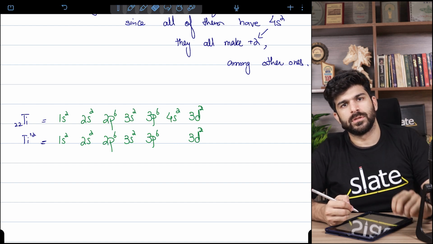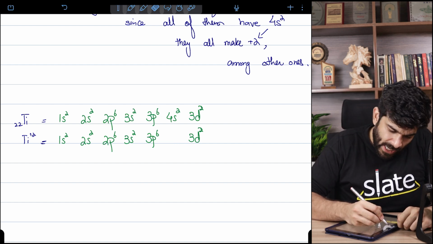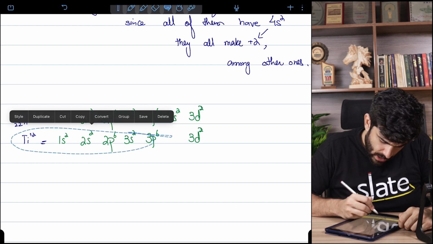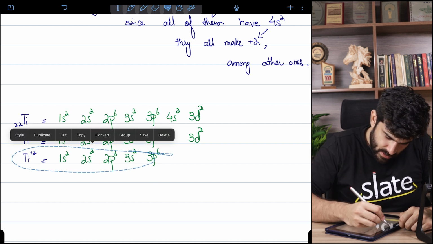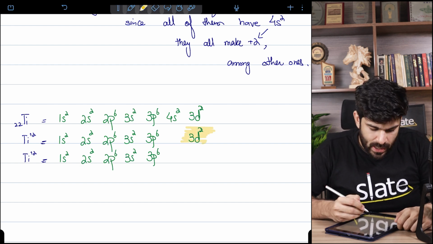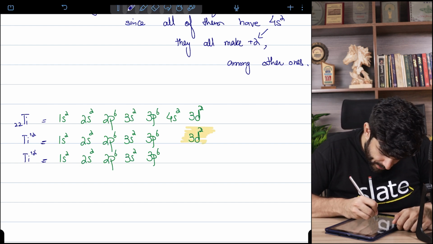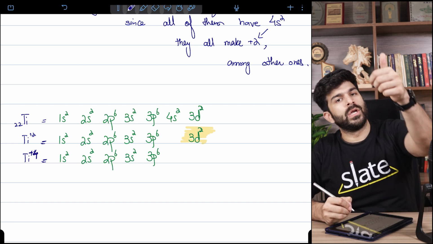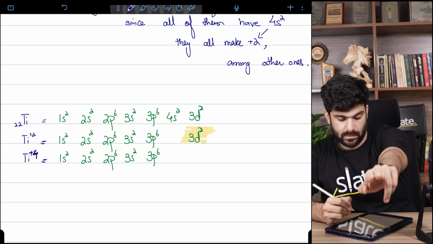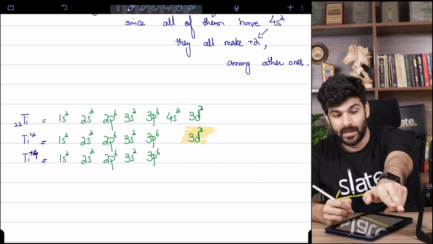We lost 2 electrons. But then, titanium can also make a +4 by losing these d electrons as well. So in this case, titanium becomes +4. So you will lose the 4s first and then you will lose 3d again.